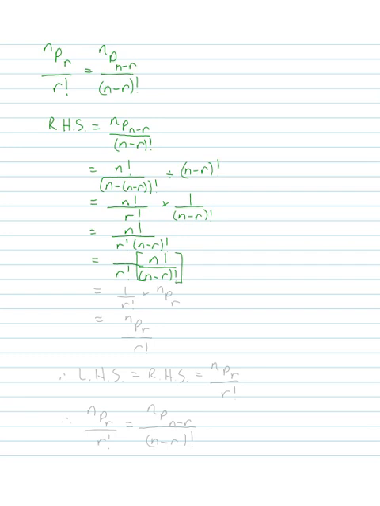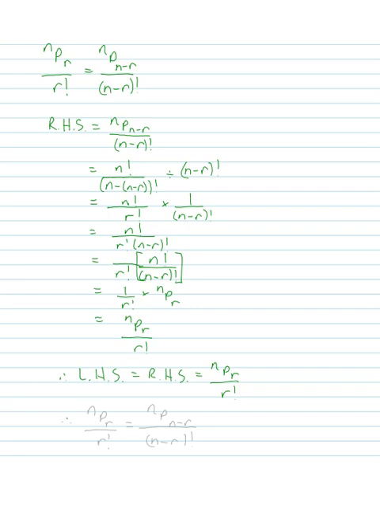And so because that's nPr, you've actually got here 1 on r factorial times nPr, because n factorial over n minus r factorial is the definition of nPr, and then we can just rearrange that to make it nPr all over r factorial. And therefore the left hand side equals the right hand side equals nPr on r factorial.